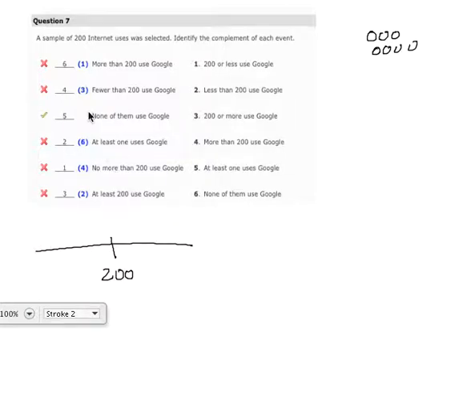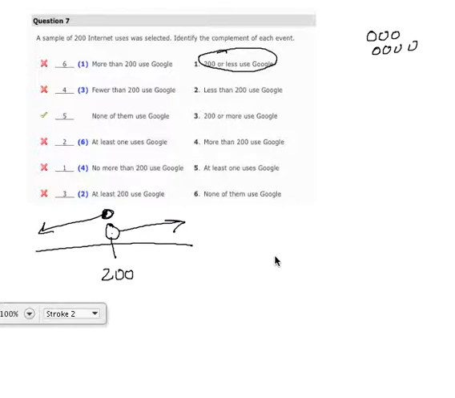Okay, so let's see. The first question says more than 200 use Google. More than 200. So what's the opposite? The opposite is 200 or less. So 200 or less would be the answer there.